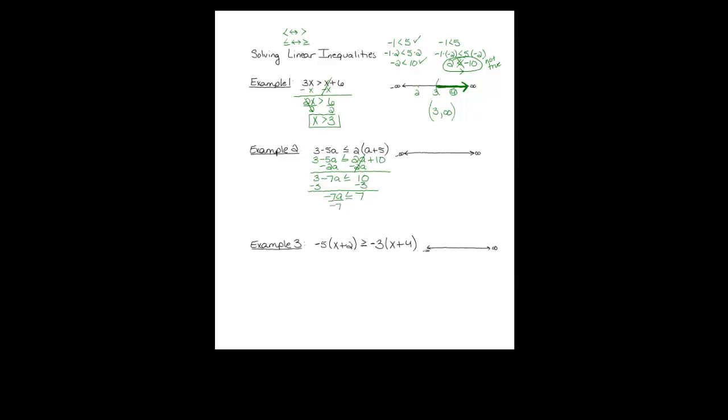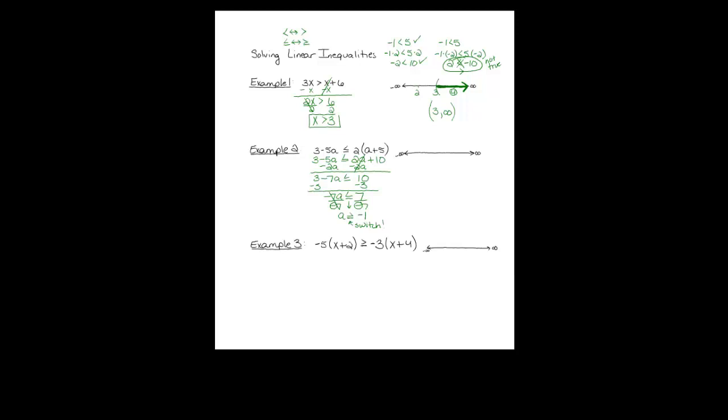Divide both sides by negative 7. And on the left, we have 1a, or just a. On the right, we have 7 divided by negative 7 gives us negative 1. Now notice what we did here. We divided both sides by a negative 7. So that means we have to reverse the inequality sign. So instead of less than or equal to, it's going to be greater than or equal to. Whenever you divide both sides by a negative number, you have to reverse that inequality sign. Otherwise, your answer will be incorrect.